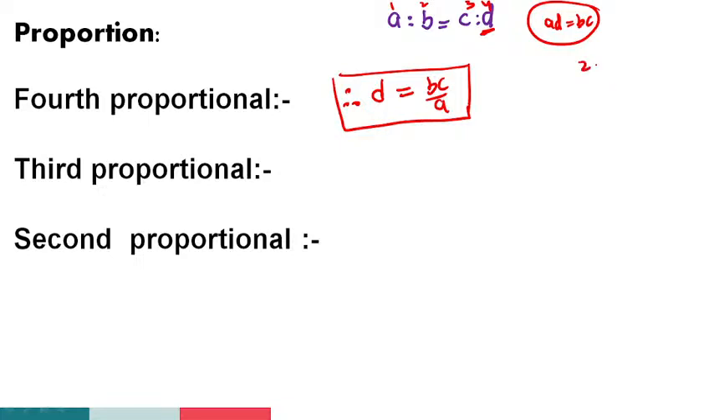For example, 2, 3, 4. Find out the fourth proportion. We have to find out the D value. A, B, C, D value we don't know. What is the formula for fourth proportion? D is equal to BC by A. BC is 3 into 4 by 2. 3 fours are 12, by 2 is equal to 6. The fourth proportion is 6 only. So just remember the fourth proportion formula.